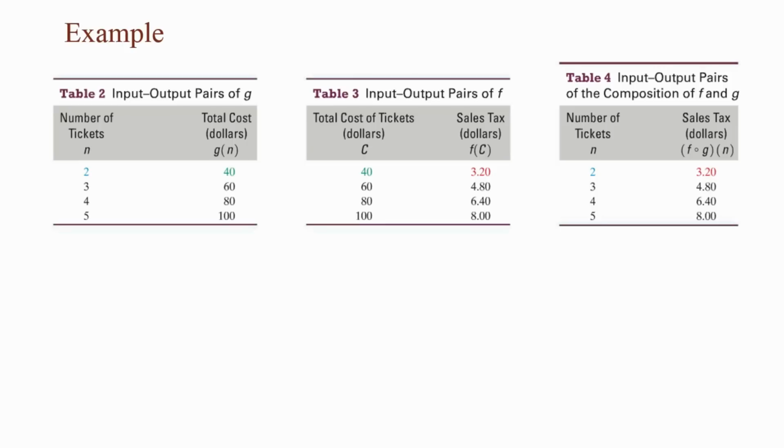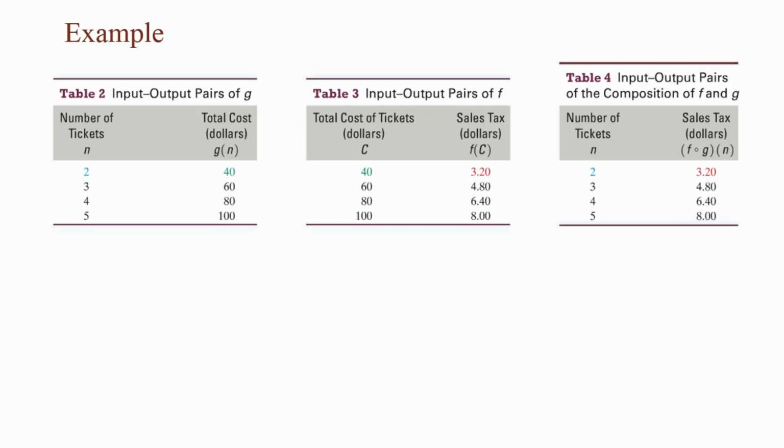In this example, I have three tables. Table 2 has the input-output pairs of G. The function G has your number of tickets, N, and then the total cost in dollars, G of N. If I have 2 tickets, that costs $40. If I have 3 tickets, it costs $60. If I have 4 tickets, it costs $80. If I have 5 tickets, it costs $100.